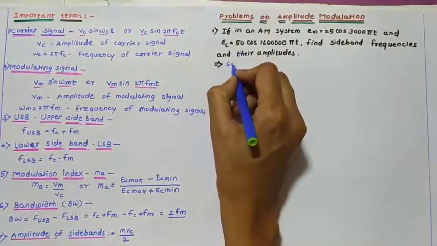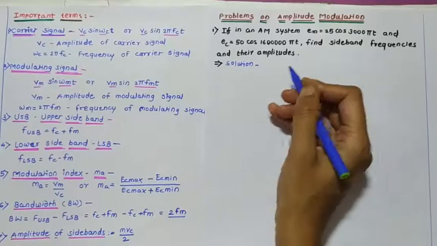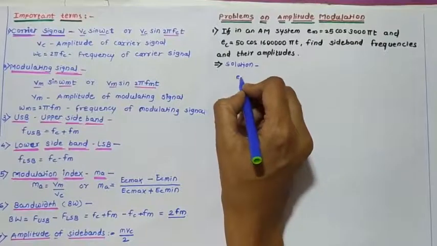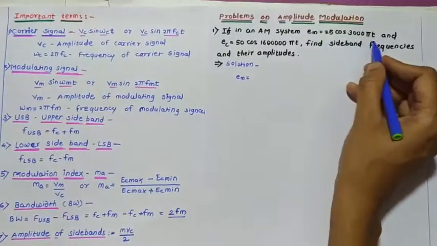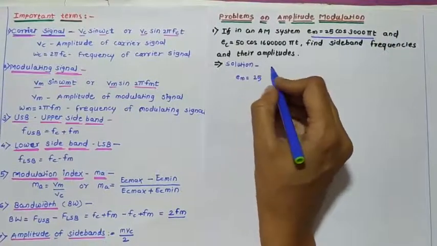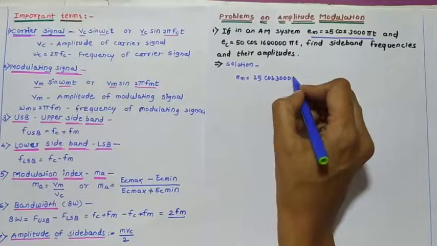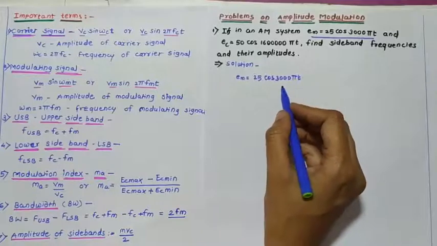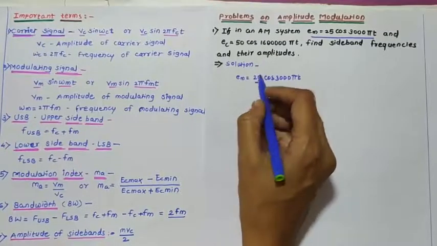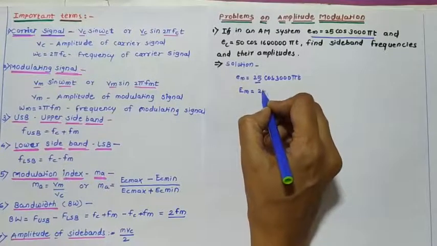So, first we have to write down the given things. Solution. Now first, you have to write down the equation Em. Students, this equation is given for the modulating signal. So this is 25 cos 3000 pi t. This is the equation for the modulating signal. From this equation you can write that 25 is nothing but the amplitude of the modulating signal.